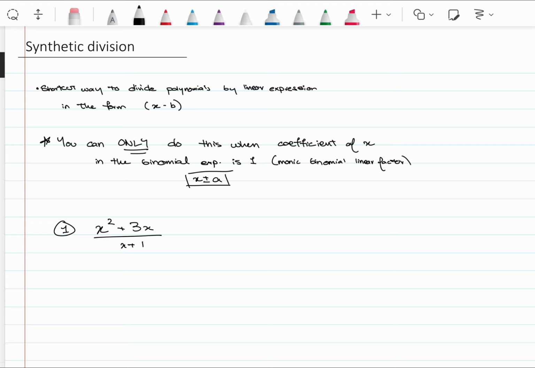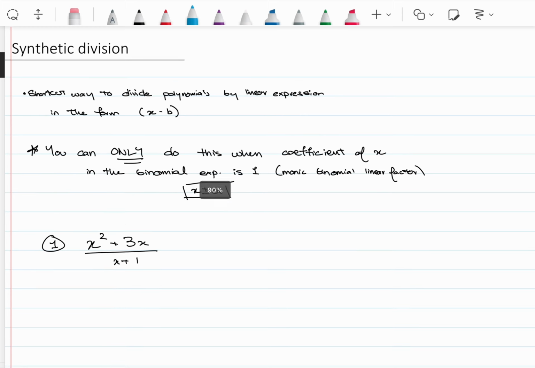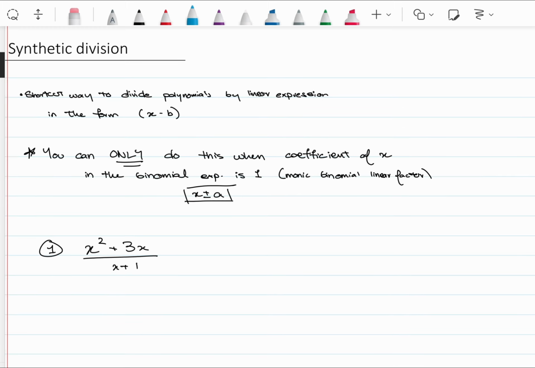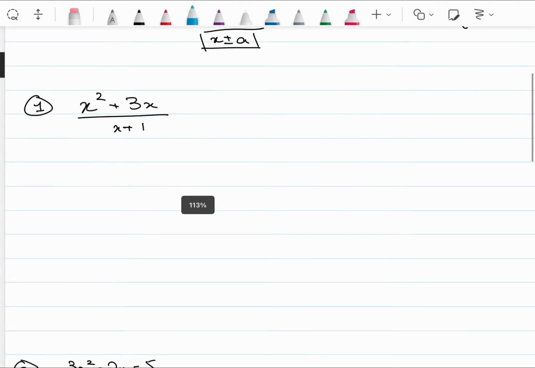But that's only if you use it correctly. So today I'm going to be showing you guys how to use it, how it works, and a few different cases. An important thing to remember is that synthetic division only works when the coefficient of x is 1. If the coefficient of x is not 1, you're going to have to adjust. And I'm going to be going over this later. So let's do an example.